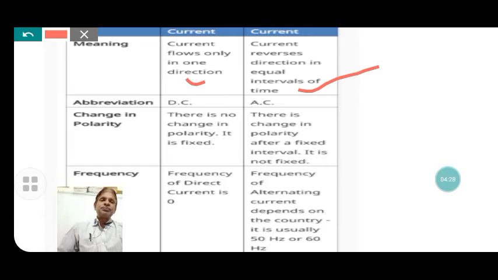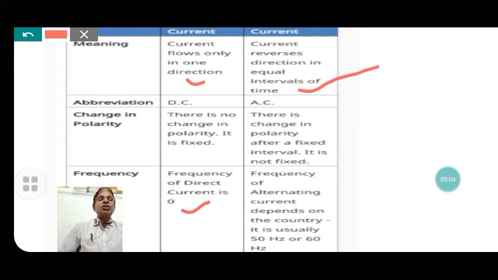It does not change. But in AC, there is a change in the polarity. The polarity of the current changes after an equal fixed interval of time. It is a very small fraction of a second, that is 1/100 second. In 1/100 second, the polarity changes in the AC current. The frequency of direct current is considered to be 0 because the change of polarity is 0. There is no change in the polarity, it is fixed, so the frequency is zero.